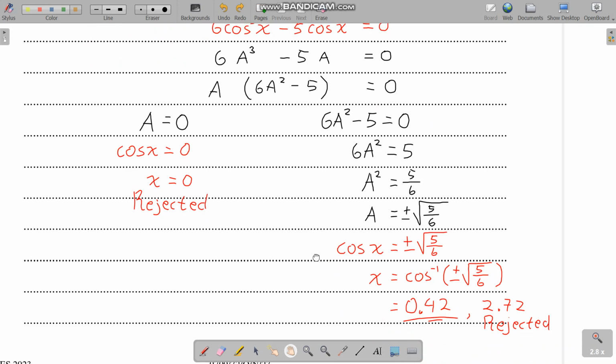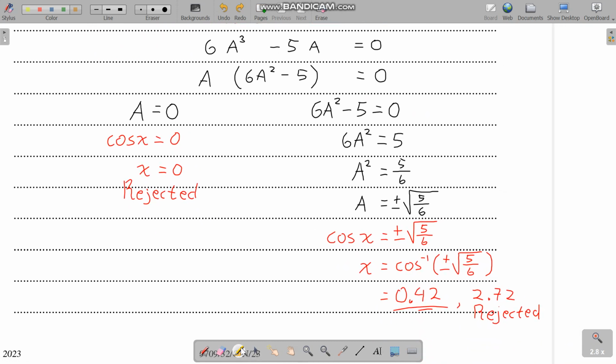We have 3 possible values of a. A is again cos x, so x is 0 in this case, and here we have cos x equals plus or minus root 5 over 6. So if we use inverse cos, we get these 2 possible values.